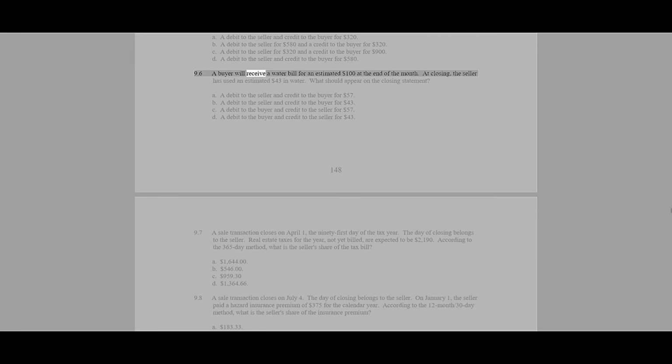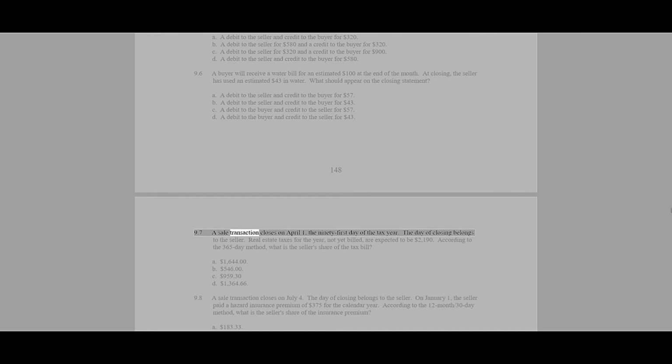9.6 A buyer will receive a water bill for an estimated $100 at the end of the month. At closing, the seller has used an estimated $43 in water. What should appear on the closing statement? A. A debit to the seller and credit to the buyer for $57. B. A debit to the seller and credit to the buyer for $43. C. A debit to the buyer and credit to the seller for $57. D. A debit to the buyer and credit to the seller for $43.